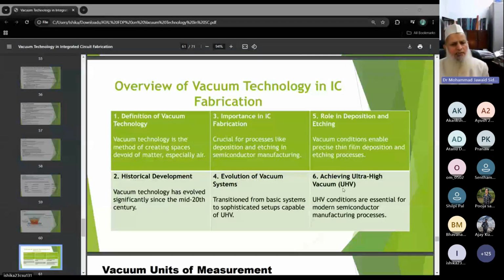Historical development: vacuum technology has evolved significantly from the 18th century to the 20th century. It is crucial for IC fabrication processes like deposition and etching in semiconductor manufacturing. There has been an evolution of vacuum systems, a transition from basic systems to sophisticated systems capable of ultra-high vacuum. Deposition of layers and etching of these layers where we don't need them is very important in integrated circuit fabrication, and then achieving ultra-high vacuum. How can ultra-high vacuum be achieved? Yes, please go to the next slide.